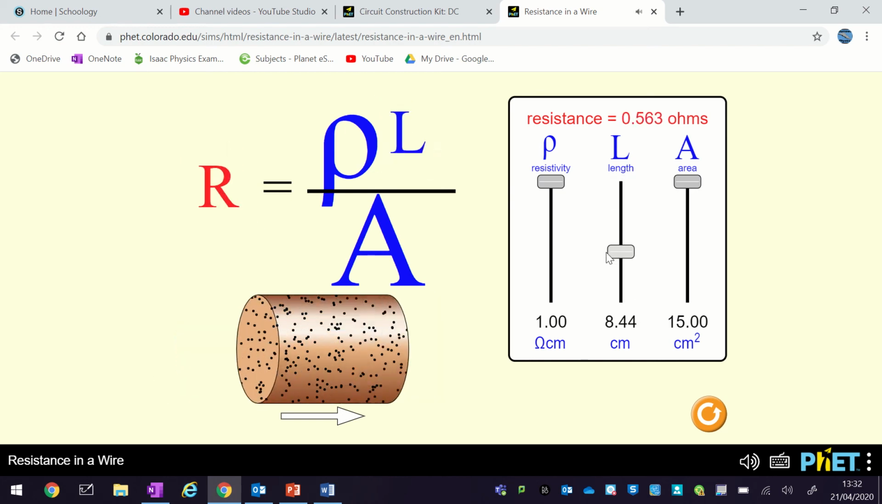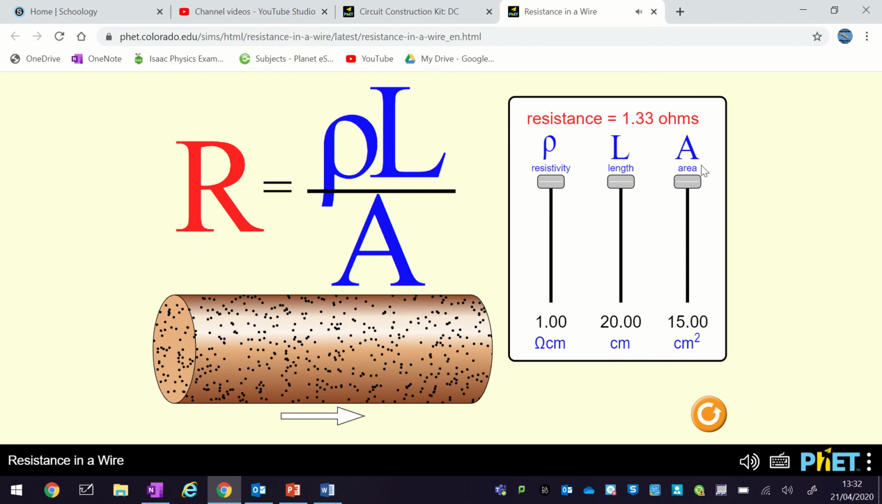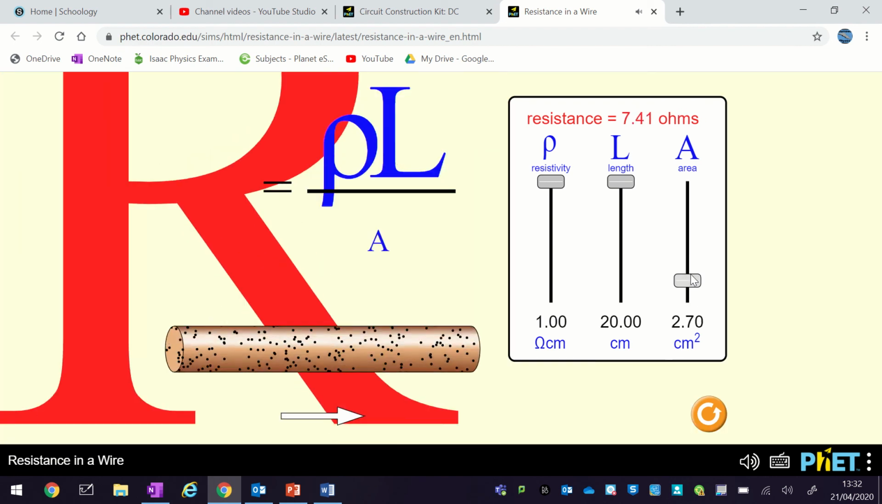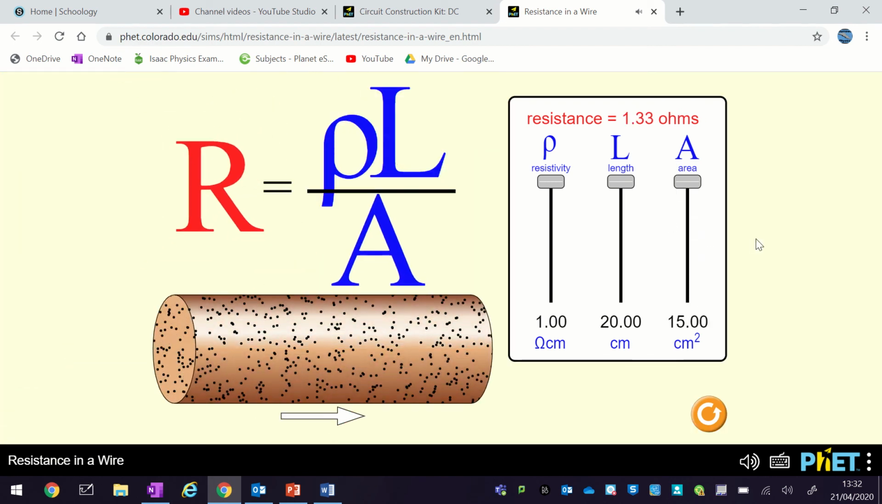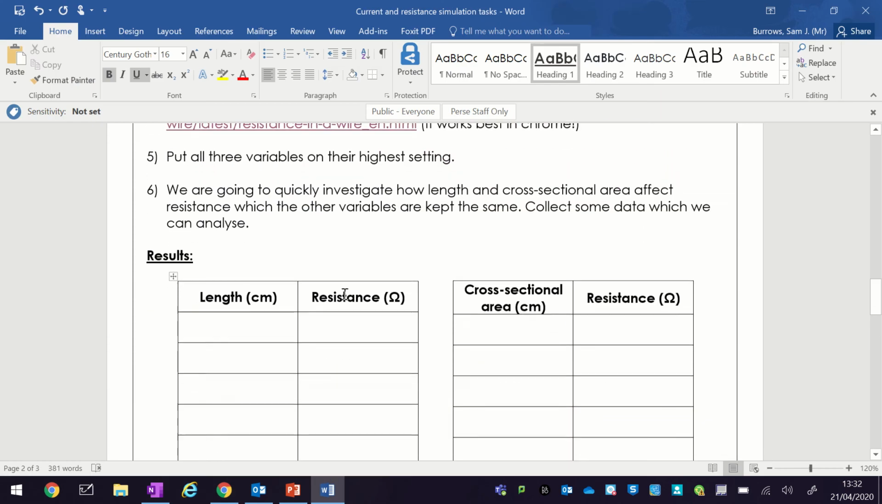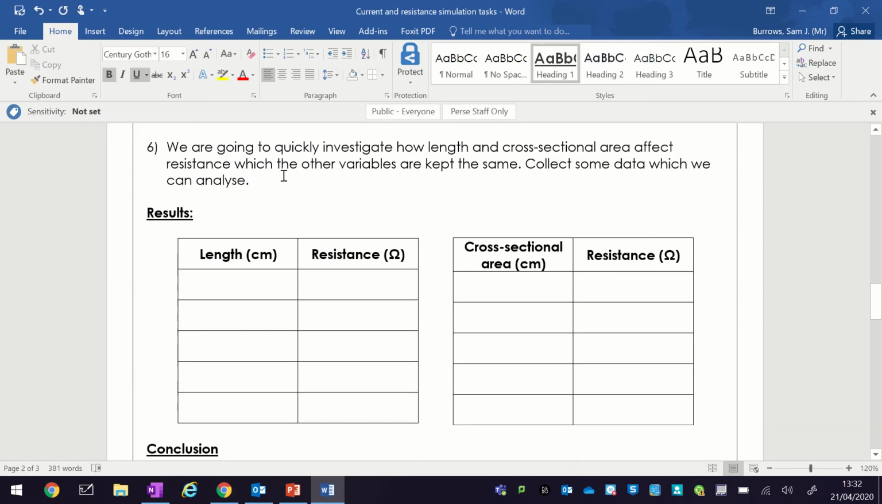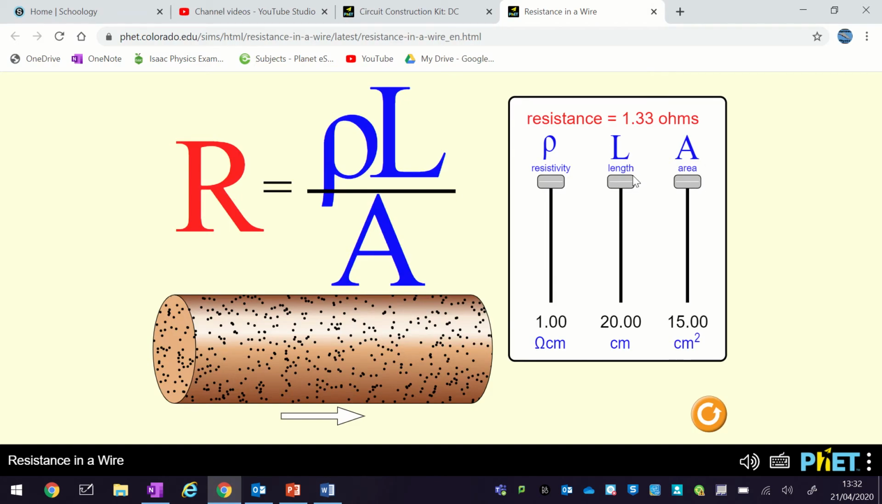So you can see I can change that, make it really short, make it really long. And with cross-sectional area, we're basically changing how thick the wire is. Okay, so we put them all to maximum. Now we're going to investigate how length and cross-sectional area affect resistance, but keep other variables the same. So first one I'm going to do is the length.